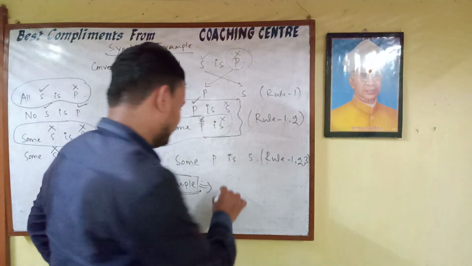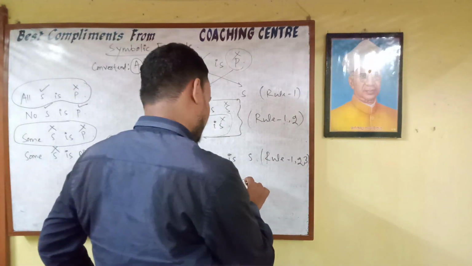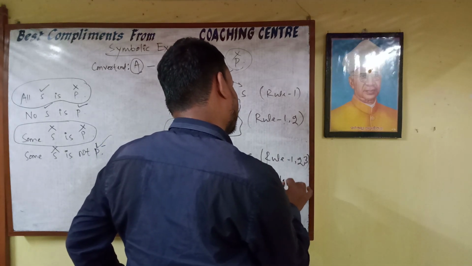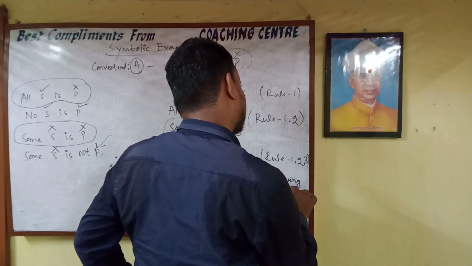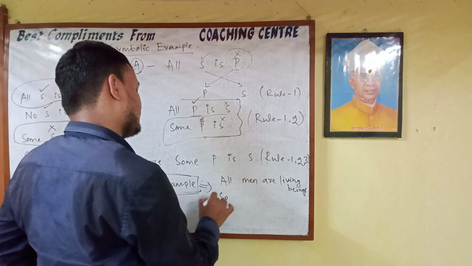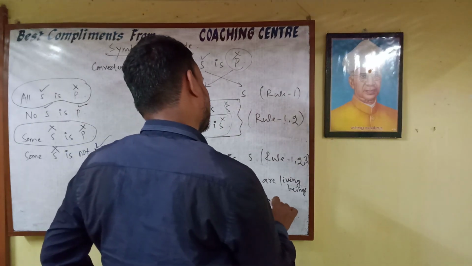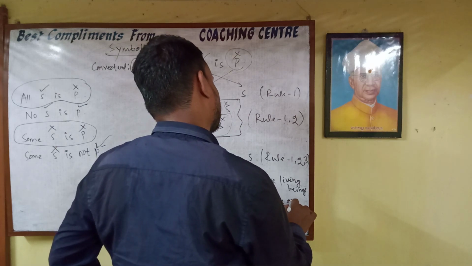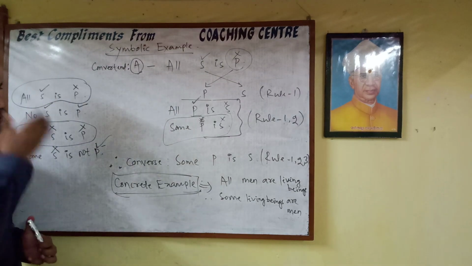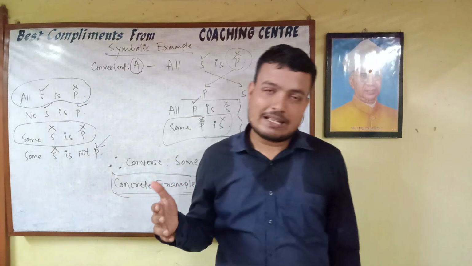Listen carefully. Suppose I am telling that all men are living beings. All men are living beings. Okay, then write the converse: some living beings are men. Are you clear? So this is the procedure when there will be a question in your examination.